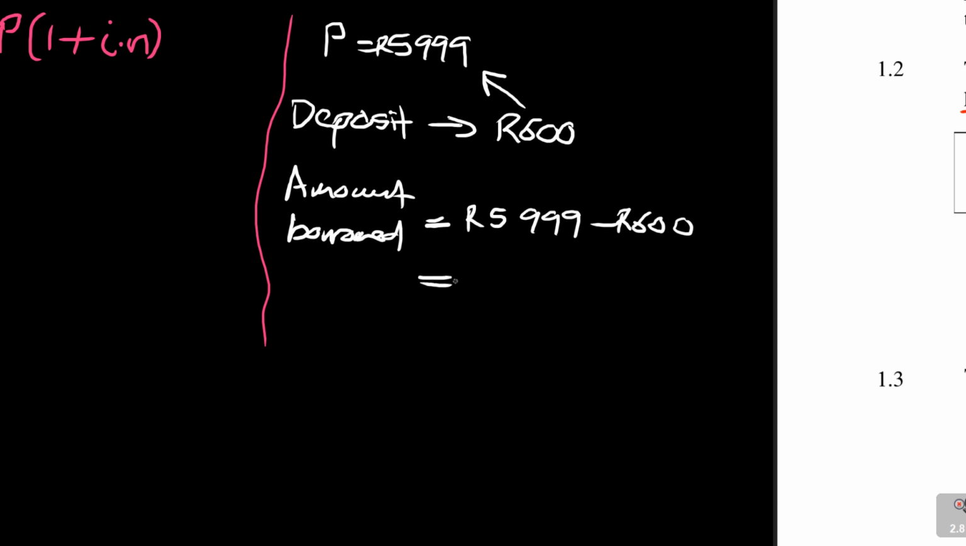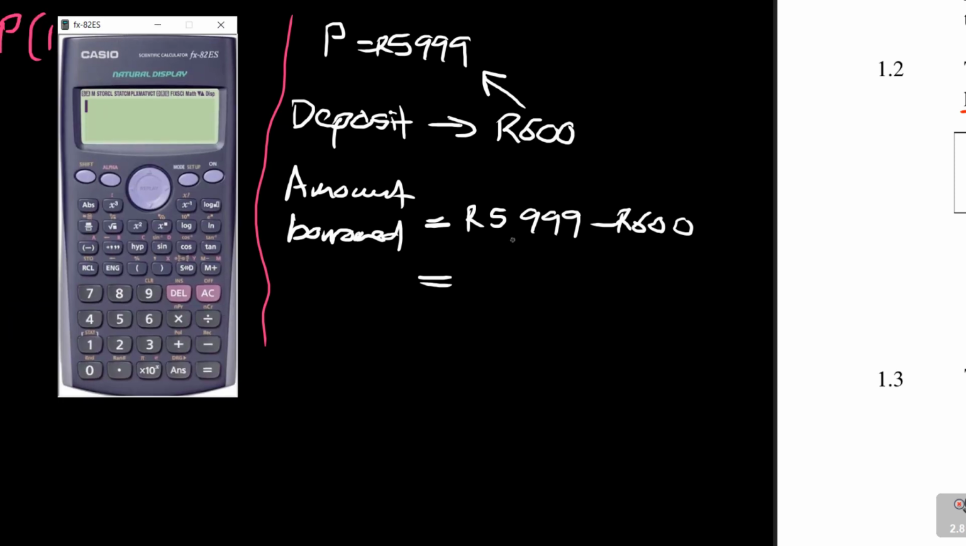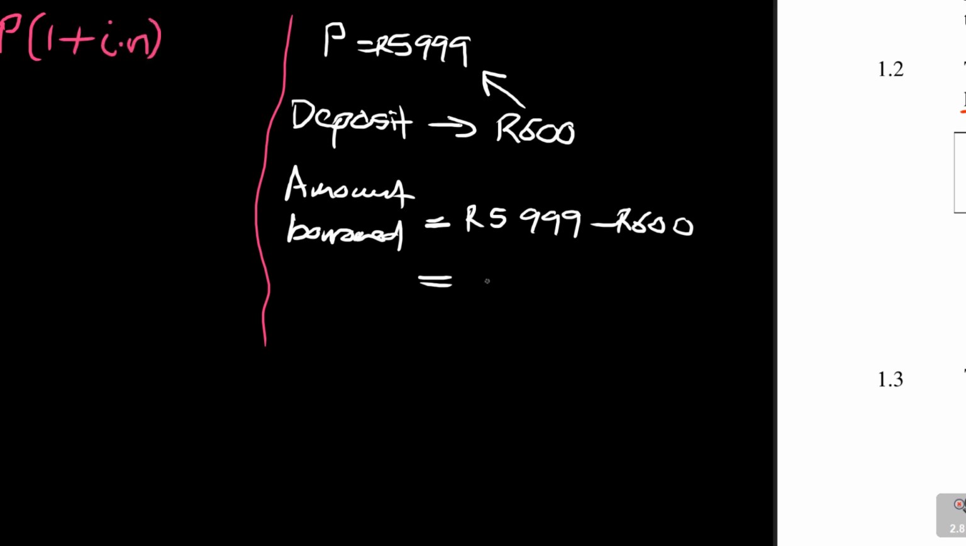Take out the deposit first. Why? Because it's not part of the loan. You brought in that cash, remember. If you don't remove the deposit, then you're saying you came with nothing, and they borrowed you 5,999. In actual fact, this is your cash that you're bringing in. So 5,999 minus 600. So you see, they borrowed you 5,399.